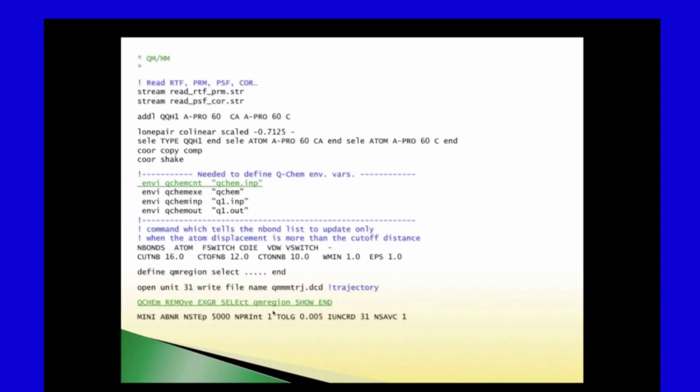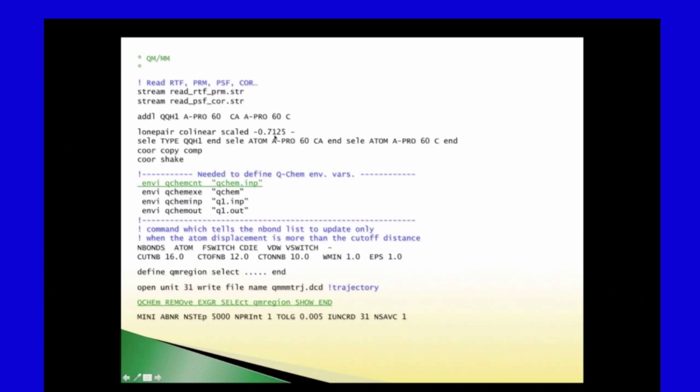You would make that cut, and you would, oops, wrong way. You see that I'm attaching my link atom to my carbon alpha, and then my carbon is my MM part, and it's just going to be dangling. Okay? And then we use this lone pair command.